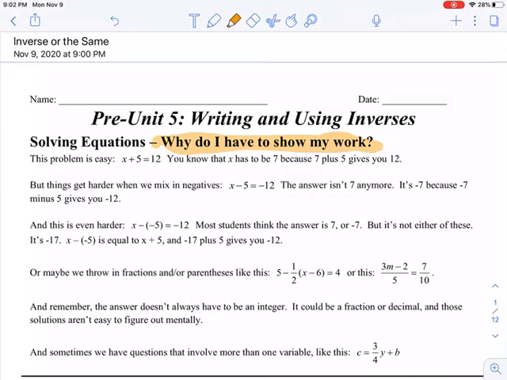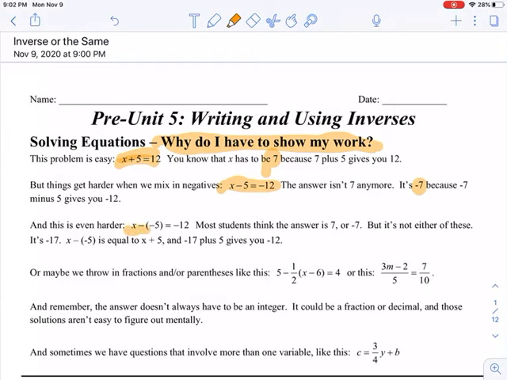So let's look at this. This problem's easy. Okay, x plus 5 equals 12. You know x has to be 7 because 7 plus 5 gives you 12. But things get harder when we mix in negatives. The answer isn't 7 anymore. It's negative 7 because negative 7 minus 5 gives you negative 12.